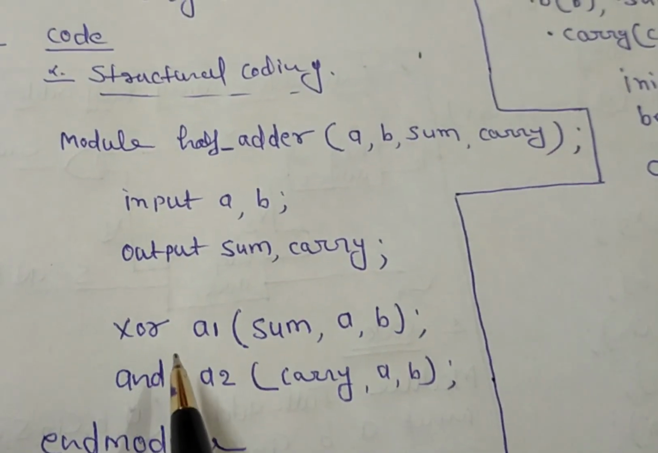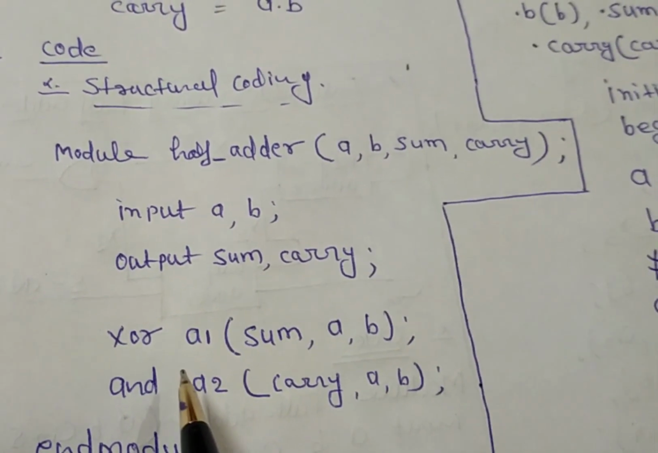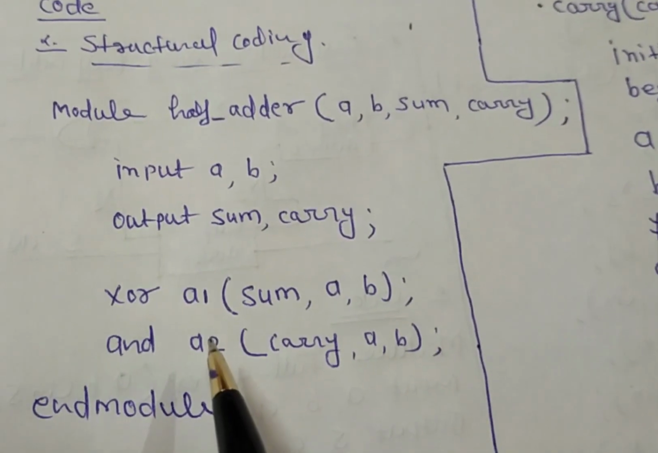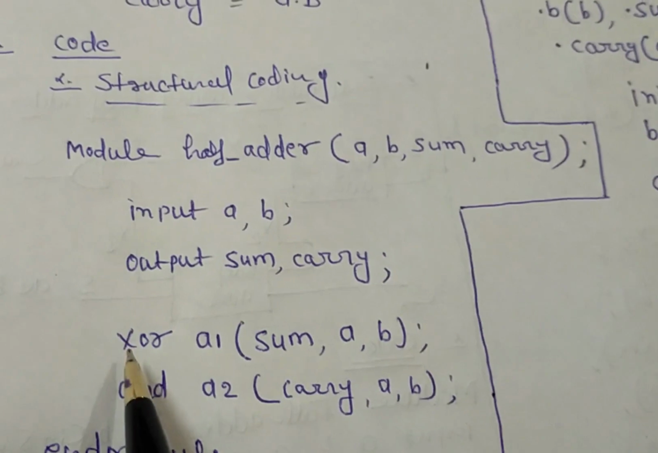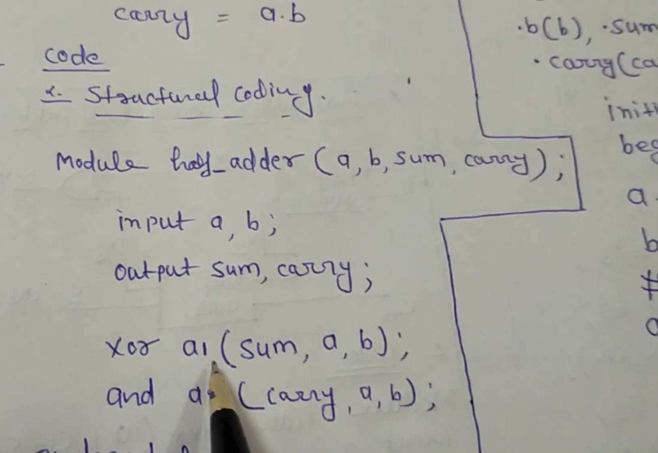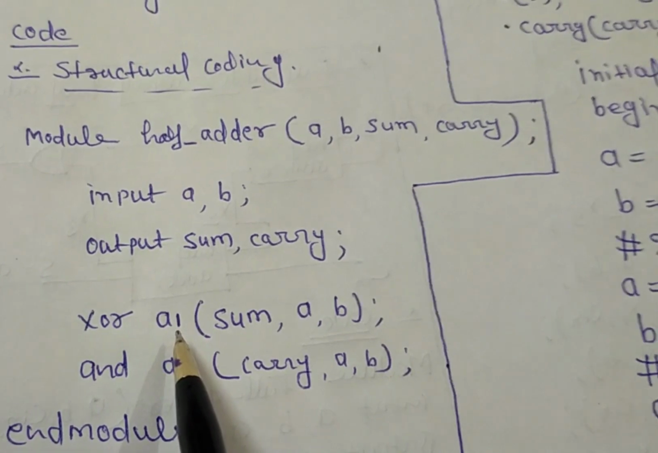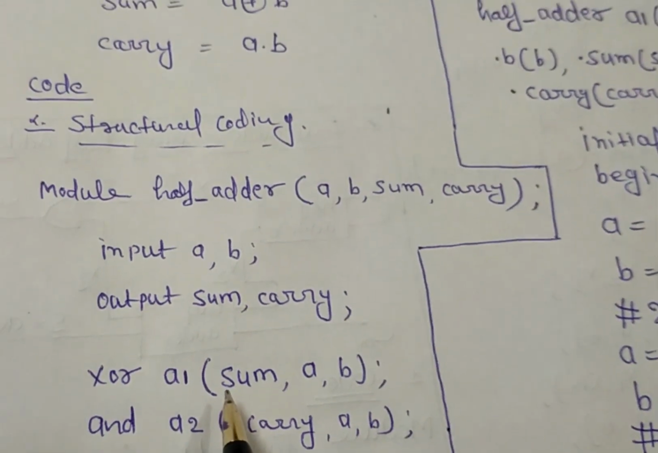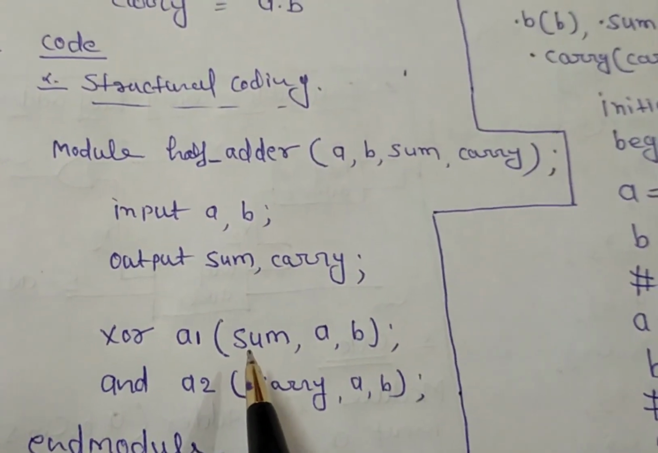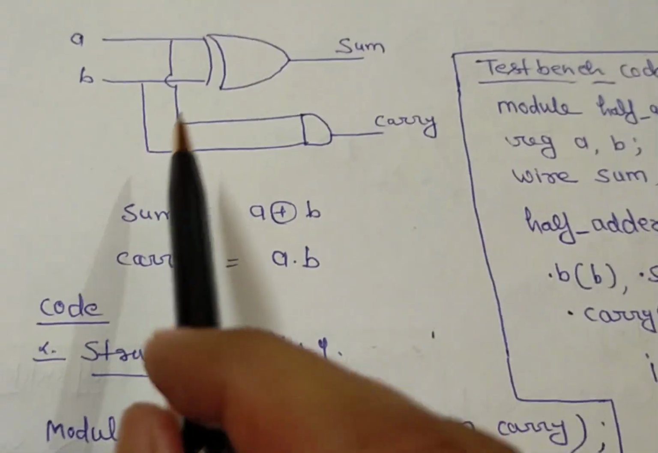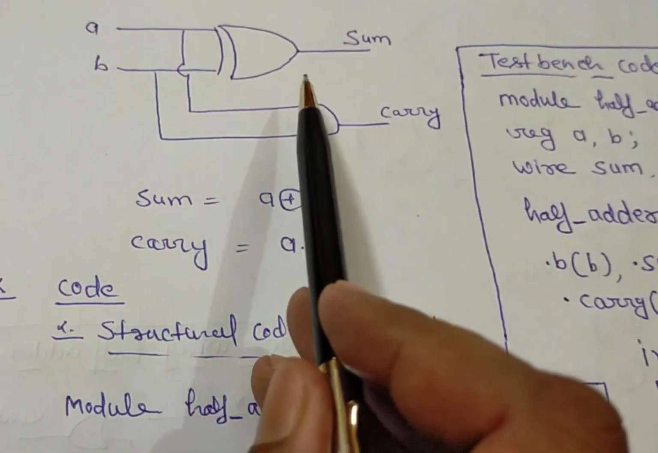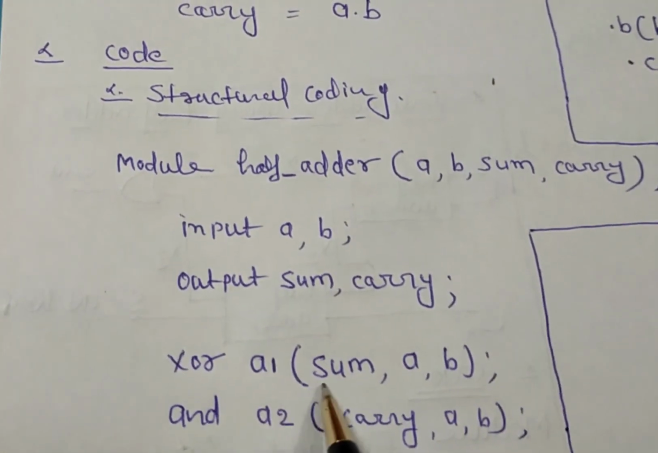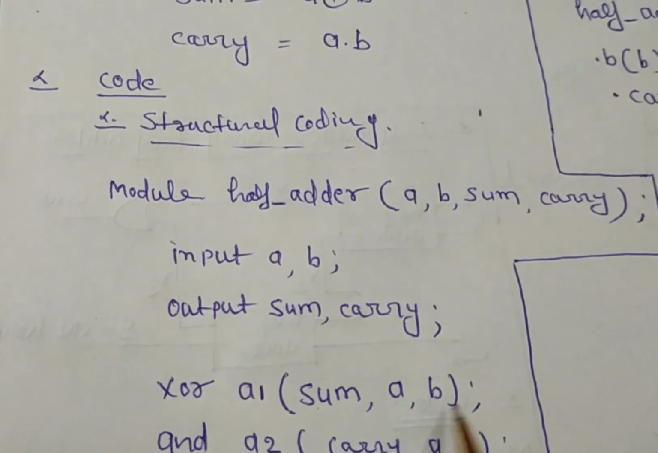Then again in structural coding, we check only the circuit diagram. In the circuit diagram there is one XOR gate and one AND gate. So just write the XOR gate, XOR, and one random keyword like A1, Z1, X1, whatever. Then bracket, write output and input. Looking at the figure, the output of the XOR gate is sum and the input is A comma B. So in a similar way we write XOR, sum comma input A comma input B.